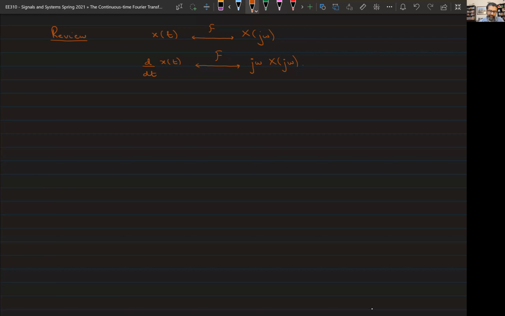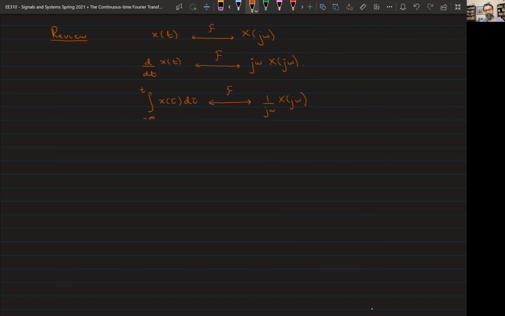And then we talked about the integration property, which was the inverse operation for this. If I integrate from minus infinity to t of x of tau d tau, in other words, I'm just accumulating, finding the area under the curve of x as a function of t. So it's a running accumulation, if you will, right? The Fourier transform for this, we said, should be the inverse of the derivative. So it should be 1 upon j omega times X of j omega.